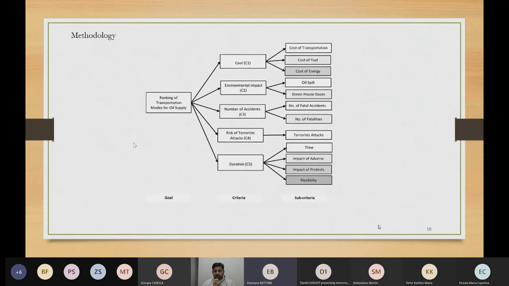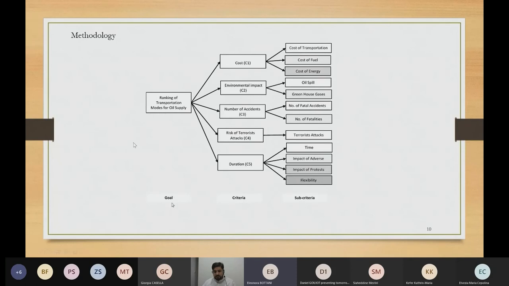So in the methodology, we use the fuzzy analytical hierarchy process. As you know, fuzzy set theory was first developed by Zadeh. When we have different options and different criteria, the choice is not a binary yes or no, one or zero. But when we have, let's suppose, three or four different alternatives and we want to decide which one will be the best, we use the fuzzy analytical hierarchy process.